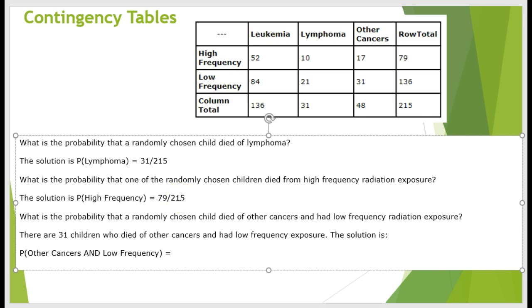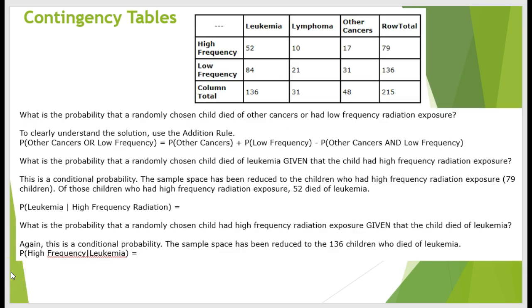What is the probability that a randomly chosen child died of other cancers and had low-frequency radiation exposure? So there are 31 children who died of other cancers that had low-frequency exposure. So the solution is 31 over 215. Let's go to the next question.